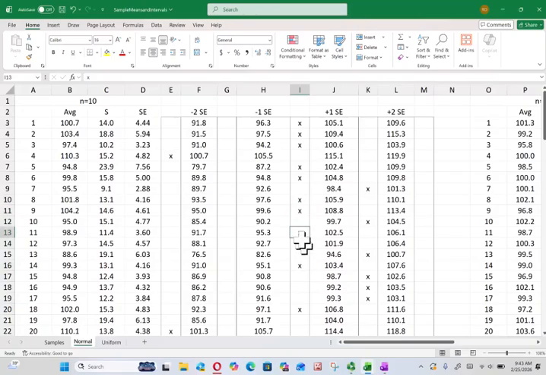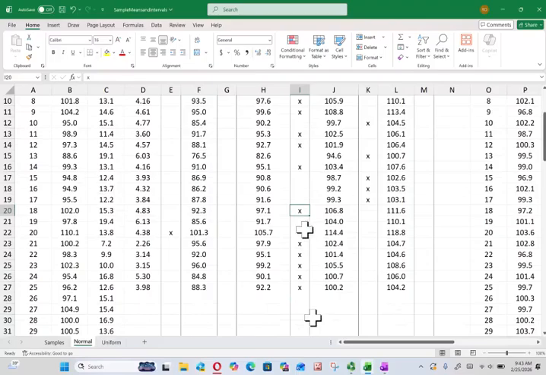8. I missed another one. 9. 10. 11. 12. 13, 14, 15, 16, 17. 17 out of 25. 17 times 4, 40, plus 28. I got 68%.